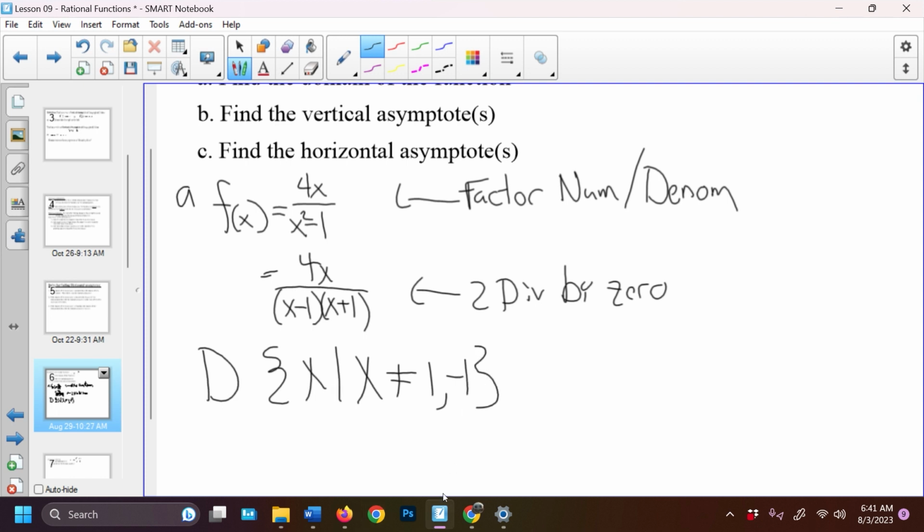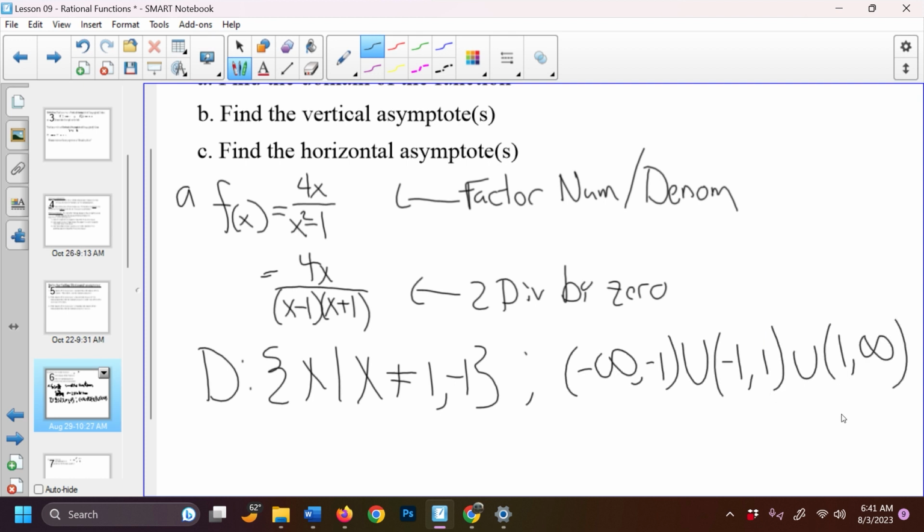Now if you wanted to use interval notation, that's going to be a little bit more involved. You could also say from negative infinity to negative 1 unioned with negative 1 to 1 unioned with 1 to positive infinity. Or you could write it out. Either way, it's fine.